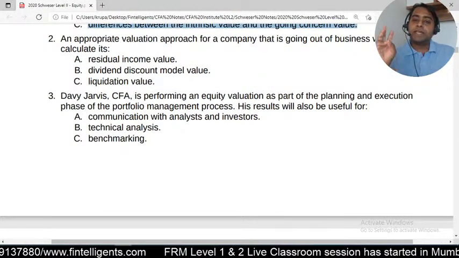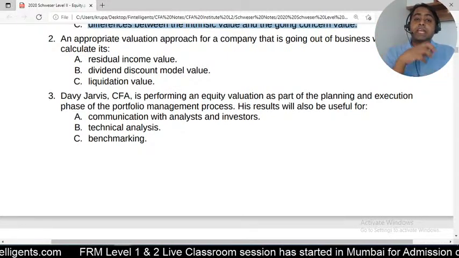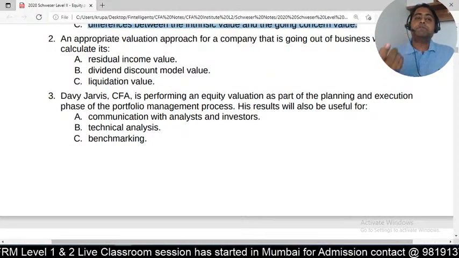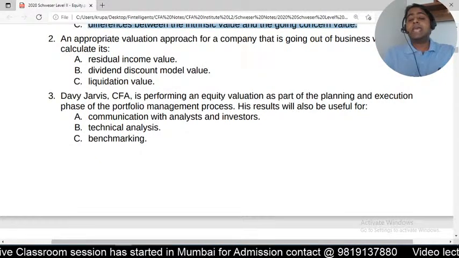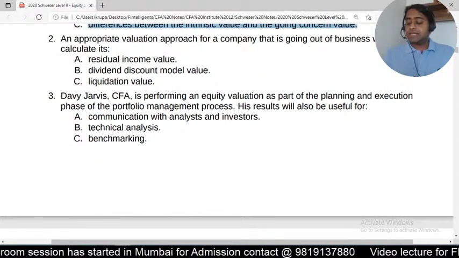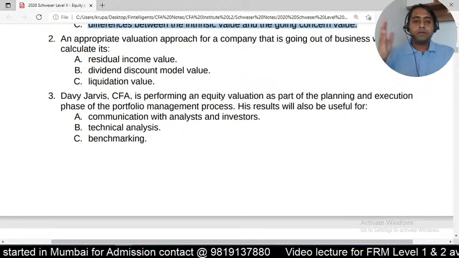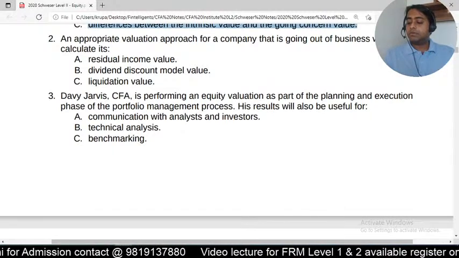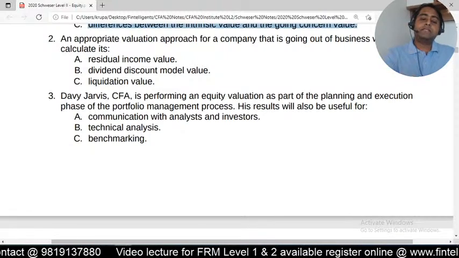Is it going to be used for technical analysis? No, because technical analysis uses the previous market price of the stock. So that is gone. B is not there. Benchmarking. See, benchmarking is used only when you want to compare things. The answer for this is A. Communicating with the analyst and the investor, right? Look at the option. Yes, the third one. Krishna, kindly check the answer.